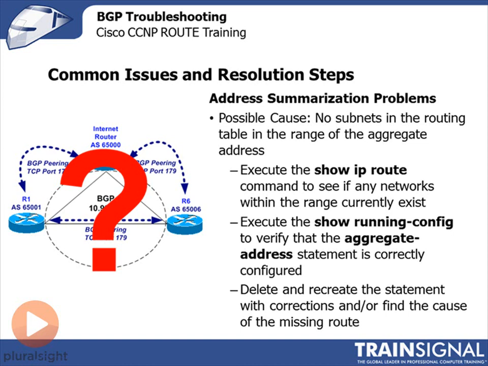If you were advertising an aggregate address 216.145.0.0 with the mask 255.255.252.0, and there are no 216.145 addresses of any type in the routing table, it's not going to advertise the aggregate. So make sure it's correctly configured and then go back and look at it again. Delete and recreate the statement, or find the causes of the missing route if there are any.